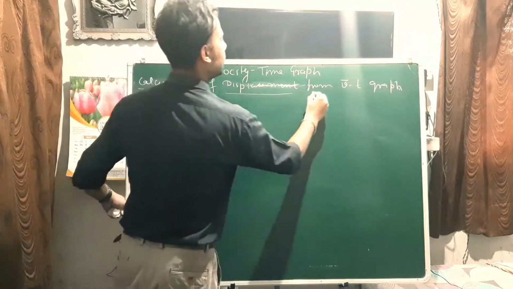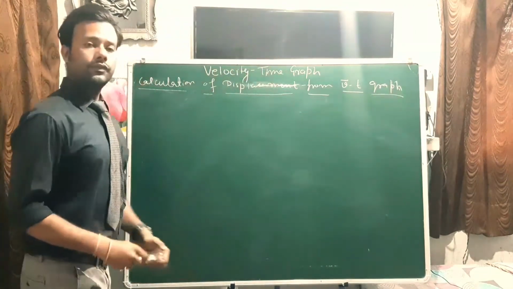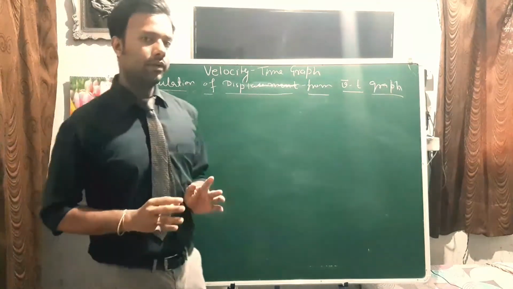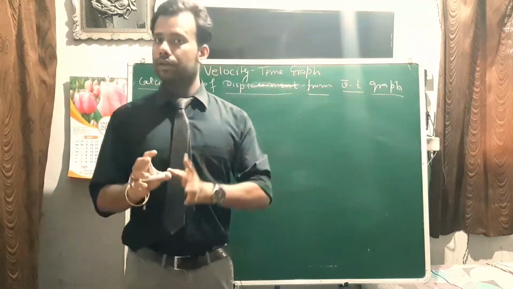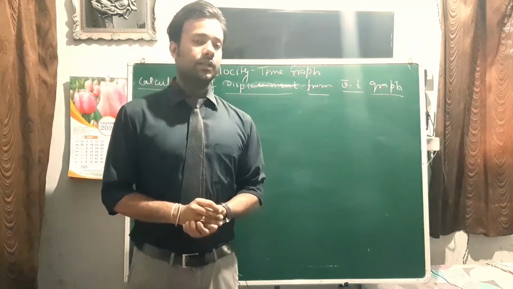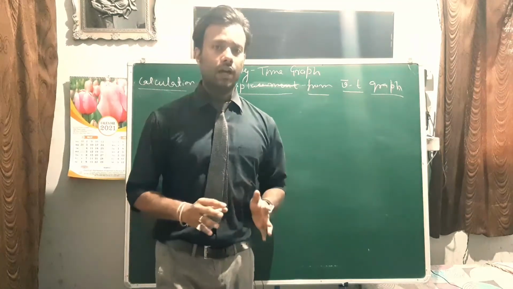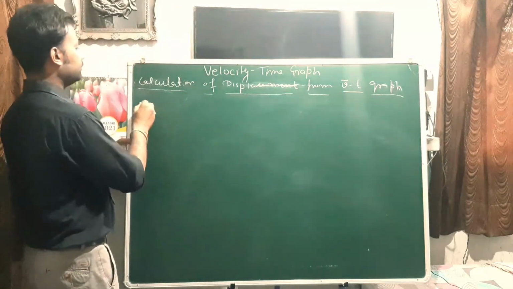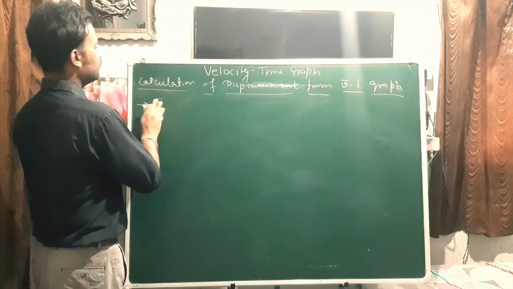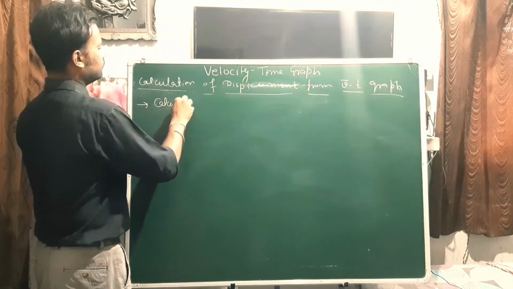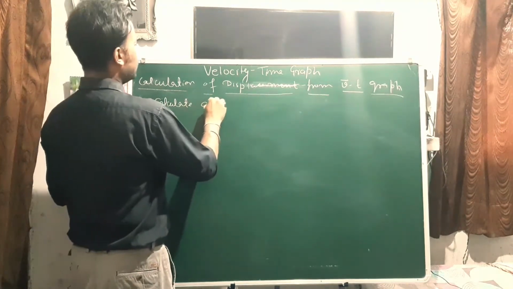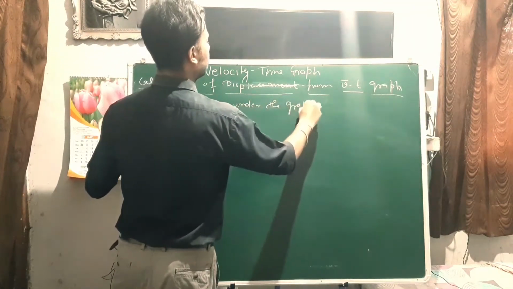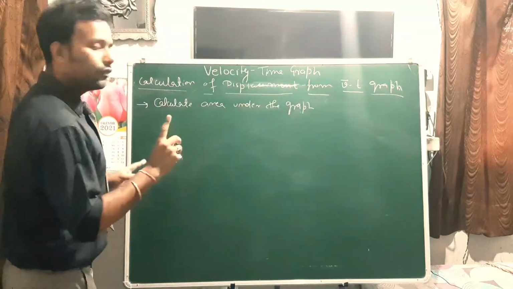Calculation of displacement from VT graph. How to calculate? If you remember, I've made a table in which I've written, if you want to calculate the displacement from the VT graph, find the area under the graph. So how do we calculate? Calculate the area under the graph. Simple.